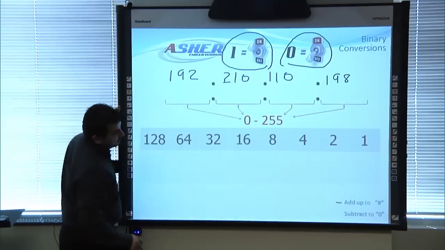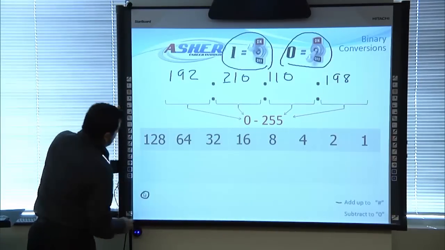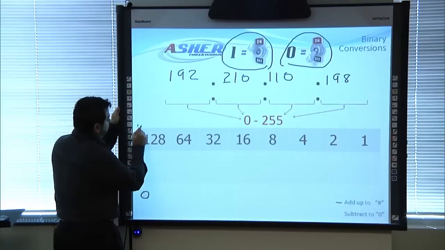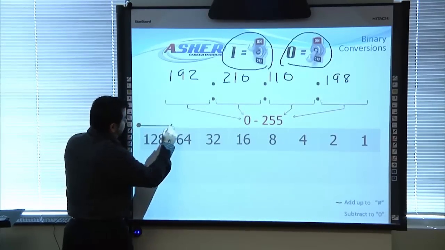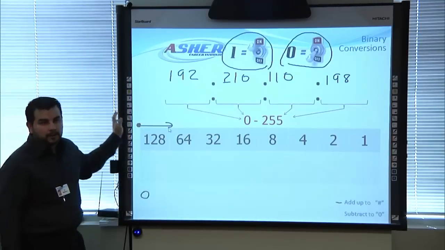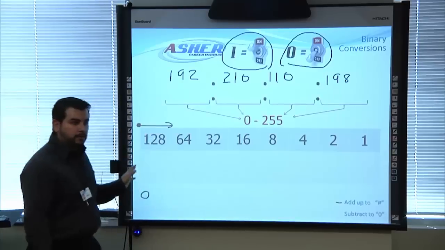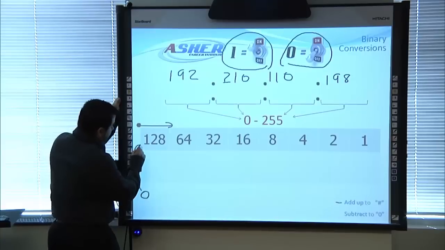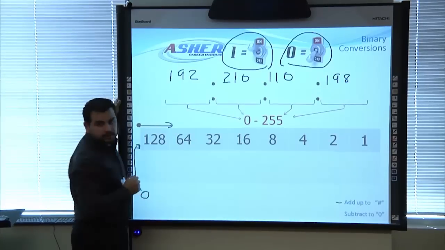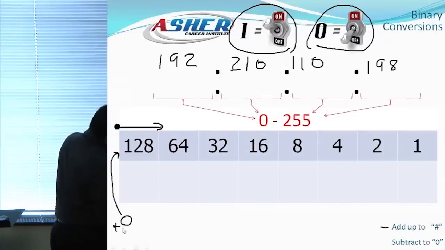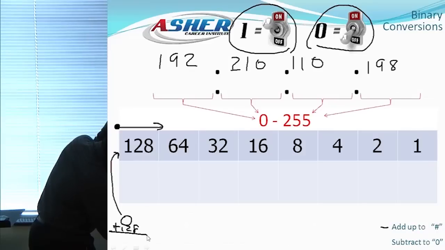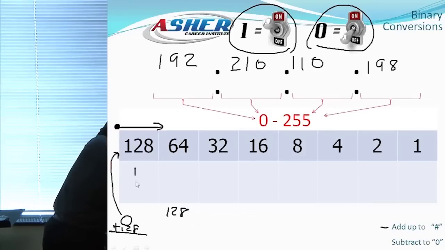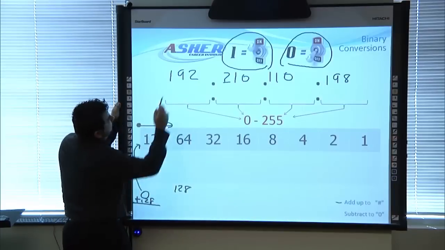So, first I'm going to show you add up to the number. When you add up to the number, you're going to start with 0. And every time you use this chart, you always want to start from left to right. Okay? Never start with the ones. Always start with the bigger numbers. So what we're going to do is we're going to add the numbers on these columns until we get 192. So 0 plus 128 is? It's 128. So 128, now we haven't gone over, so we're going to use it.